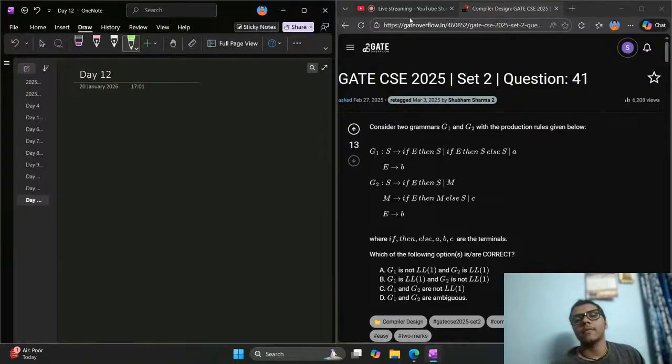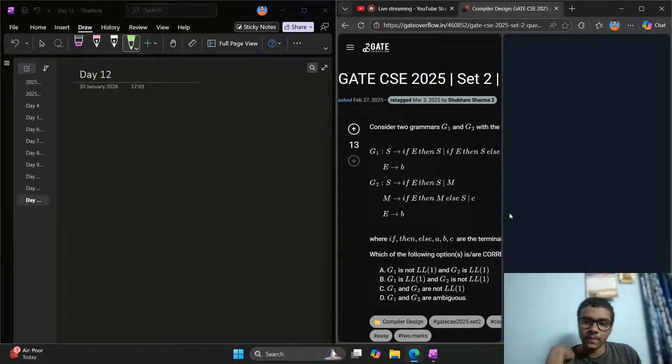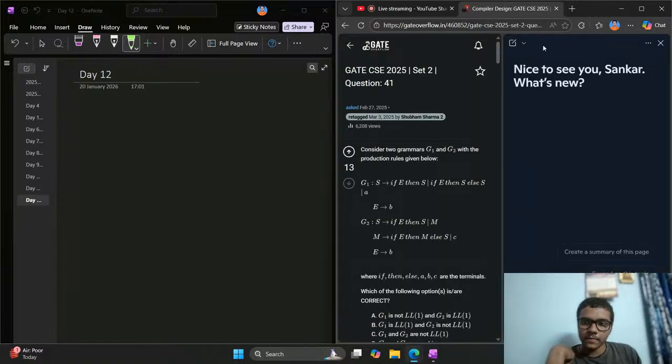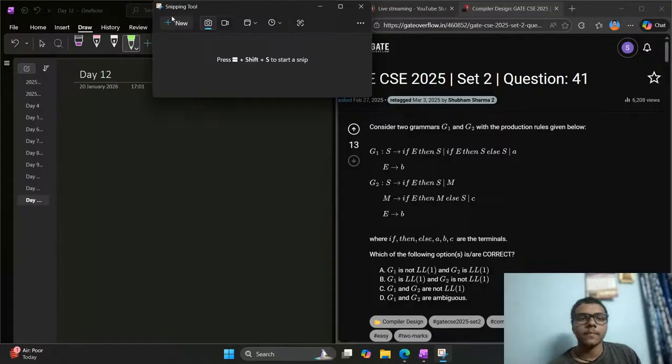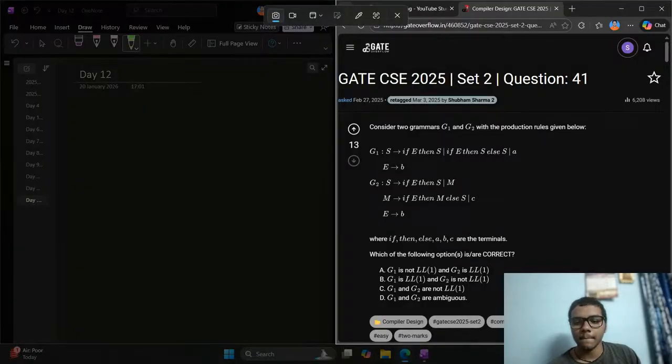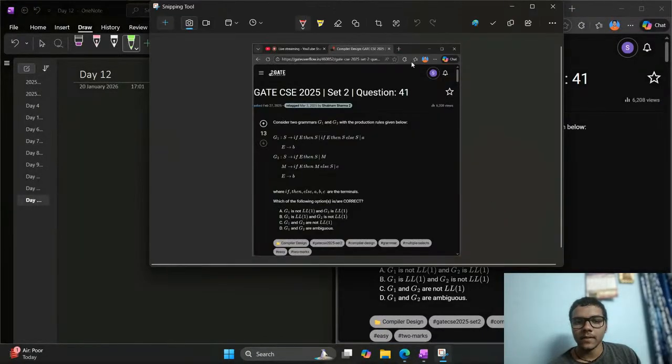So, right, we will be doing compiler design. We need to know the basics of these. Two grammars are given, G1 and G2, and the production rules are given. We need to understand these production rules first, and then we need to understand what is LL1. Shall we take a screenshot of this question? Yeah.